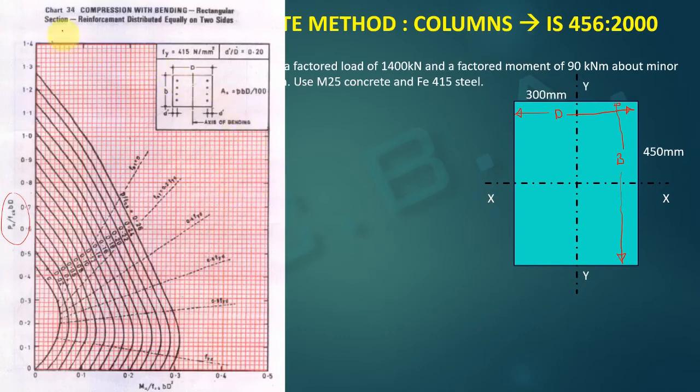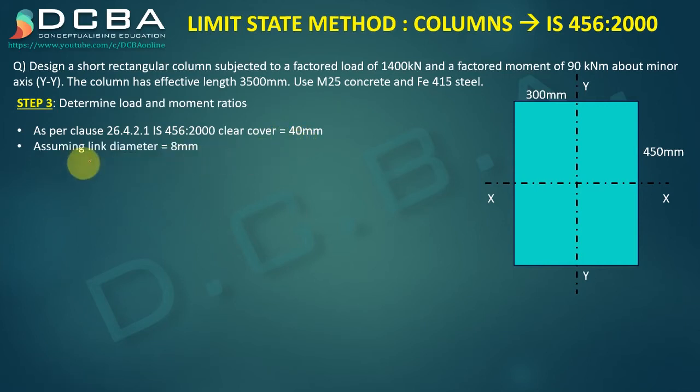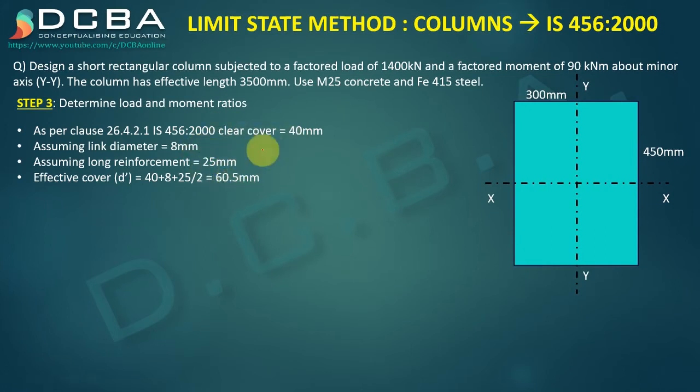Okay, now to select the chart, what else do we need? The first thing that we need is d dash, that is the effective cover. So that will be the first thing that I will be finding. So as per clause 26.4.2.1, clear cover is 40 mm, assuming link diameter to be 8 mm and assuming longitudinal reinforcement to be 25 mm, then the effective cover comes out to be 40 plus 8 plus 25 by 2, which is 60.5, right?